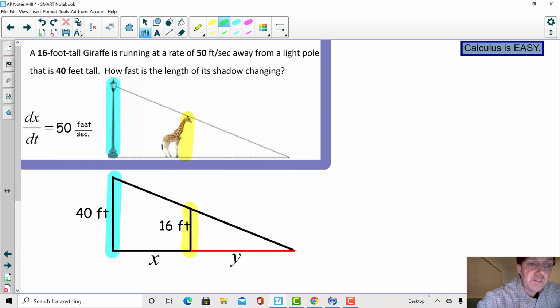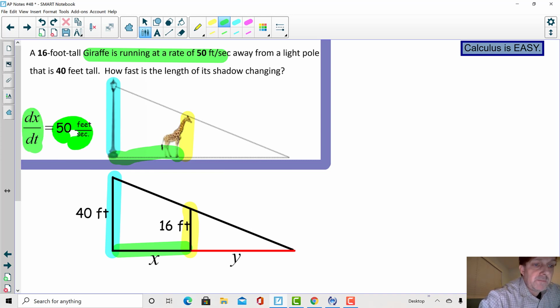Now I've decided to call this distance here an x. It doesn't matter if you call it x or y, I'm calling it x. And because the rate of the giraffe is 50 feet per second, that means that x is going to change at a rate of 50 feet per second. So we'll say that x prime is 50 feet per second. Now the question is, how fast is the length of the shadow changing? Now the shadow is here in red, we're calling that y, and the rate that that changes is going to be called y prime.